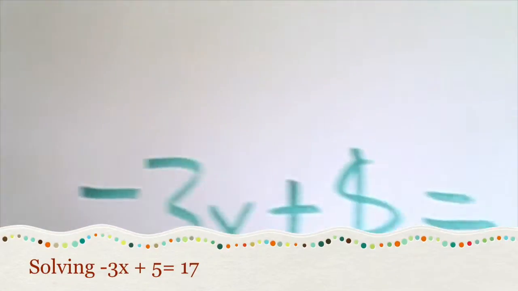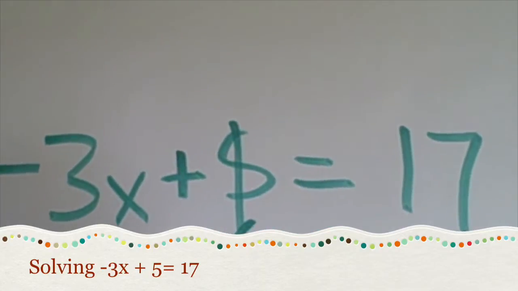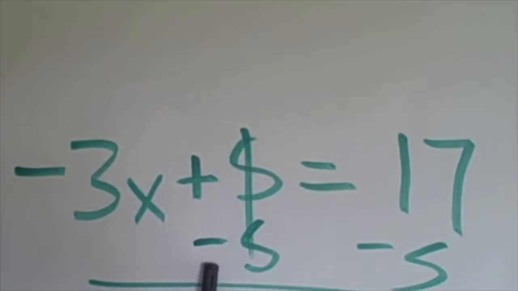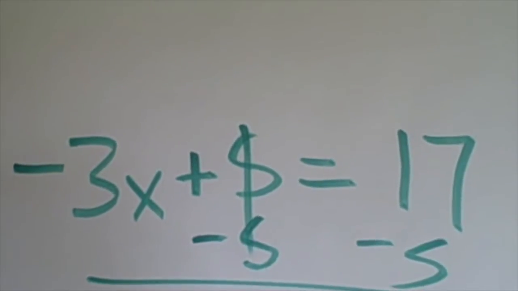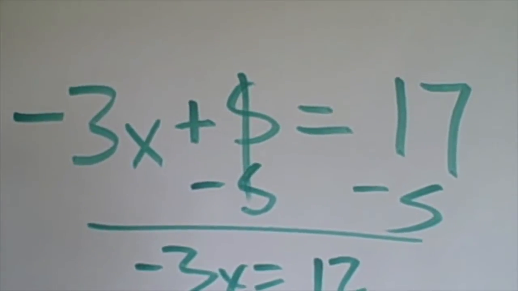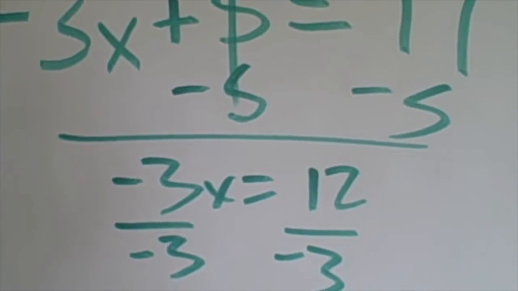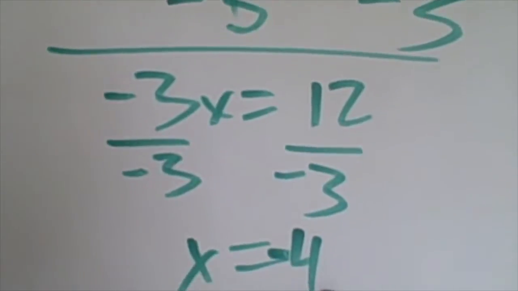On this problem, negative 3x plus 5 is equal to 17. You should have done the inverse operation for positive 5, which is negative 5. So subtract 5 from both sides. Equals negative 3x is equal to 12. You divide by negative 3 on both sides to isolate the variable, and x is equal to negative 4.